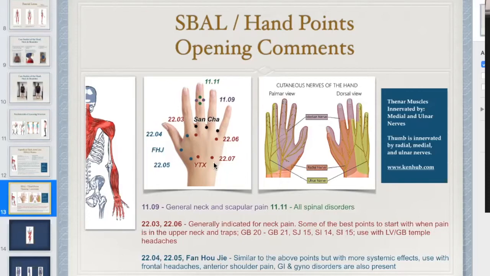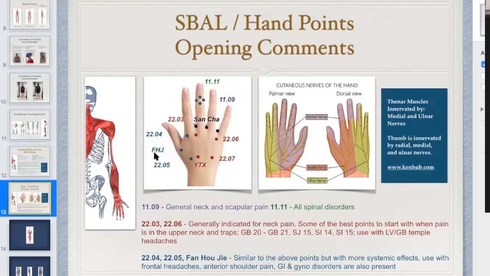So, or, 22.07 and Yao Tong Shui here, these are really good for lumbar pain. We're going to talk about that a little bit too. These are used for neck pain. These are balance method teachings from Dr. Tung, from Master Tung. But you can also use points like LI3 over here, 22.04.